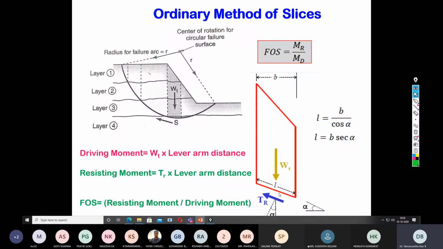And this is the free body diagram of a single slice, where the width of the slice is B, the weight of the slice is WT, and the inclined length at the base of this slice is L. If you draw the free body diagram of this slice, W is the weight, and when W is acting, the resisting soil develops two counteracting forces. One is tangential, the next is normal. The angle made by the resultant with the normal force is alpha.